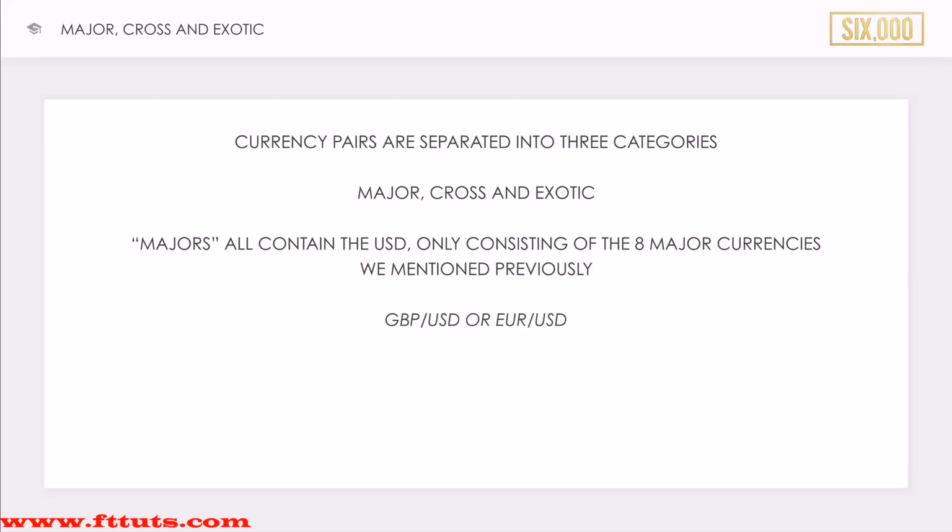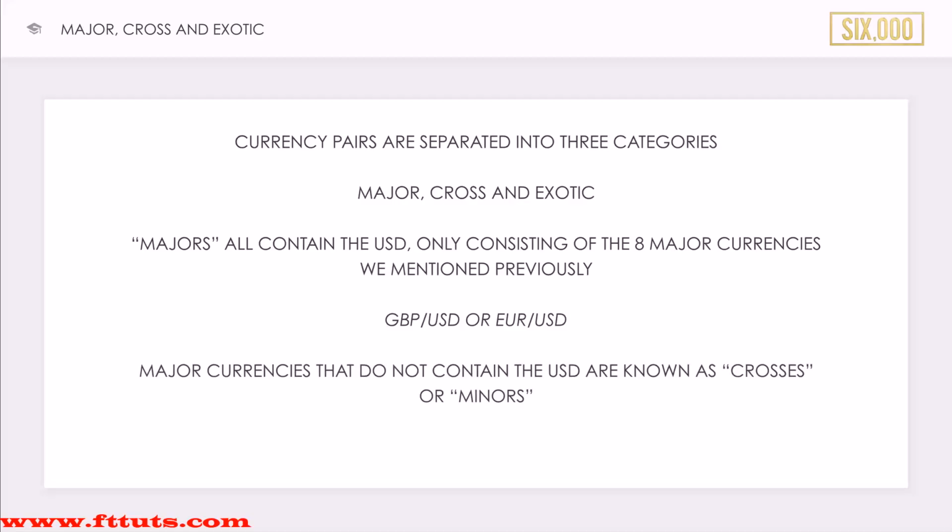So this would be Great Britain pound US dollar or Euro US dollar. So we can see that both of these currency pairs contain the US dollar. Now, major currencies that do not contain the US dollar, such as Great Britain pound Japanese yen, so they're both major currencies, these are known as crosses or minors. And finally, we have the less frequently traded currencies known as exotics. Now, we'll break down the major crosses and exotics on the following slides.